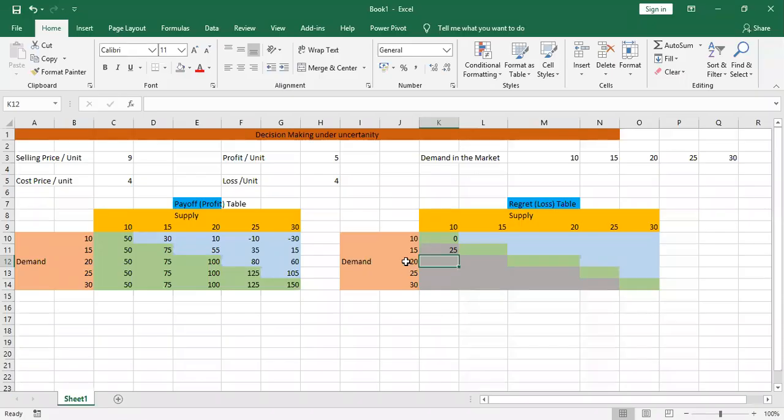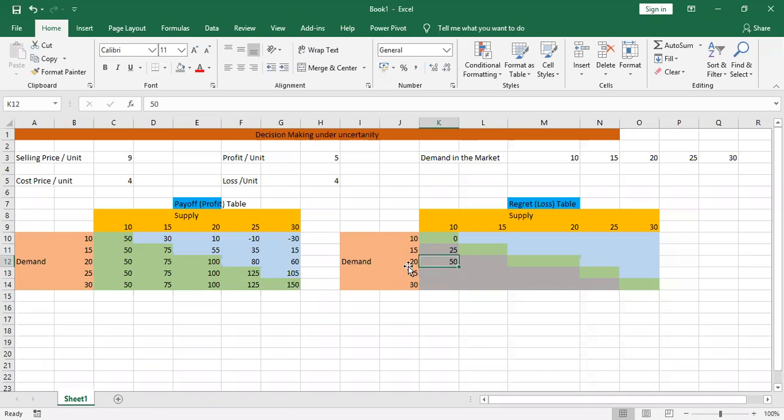Similarly, in this case, I cannot provide newspaper to 10 customers. If I provided them to 10 customers, they would definitely give me profit. And how much is that amount? That amount is 50. This is called opportunity loss.